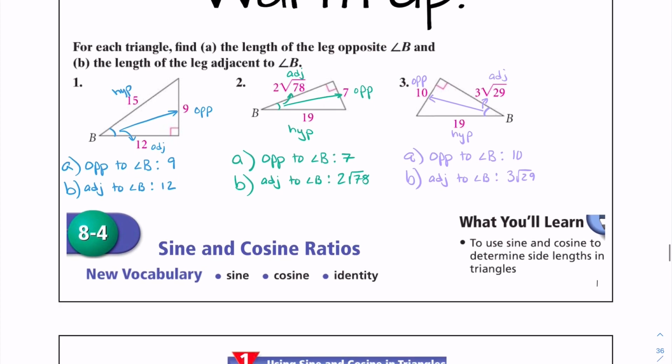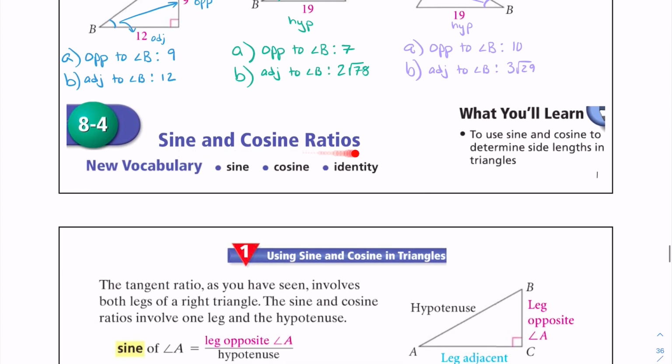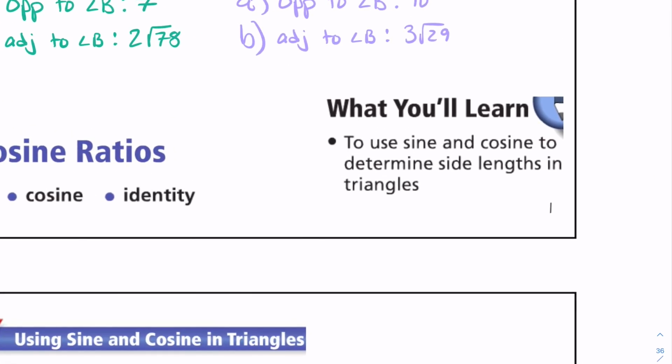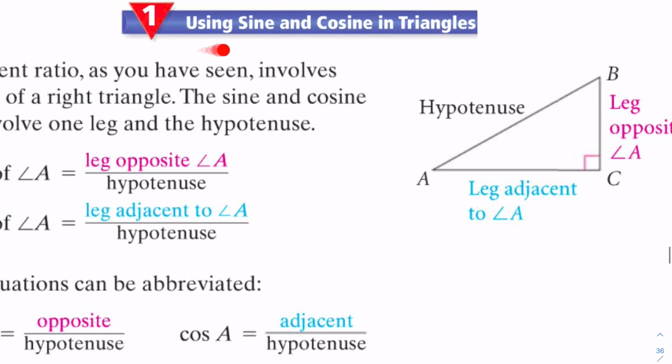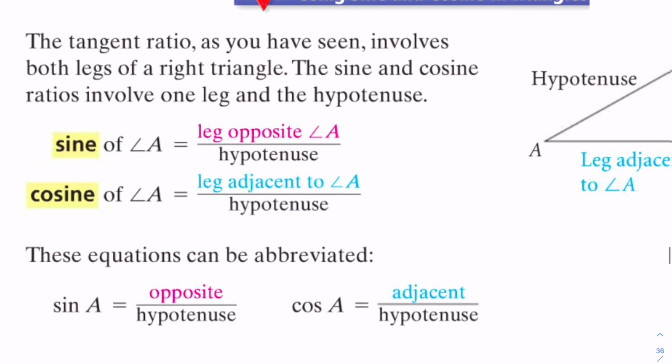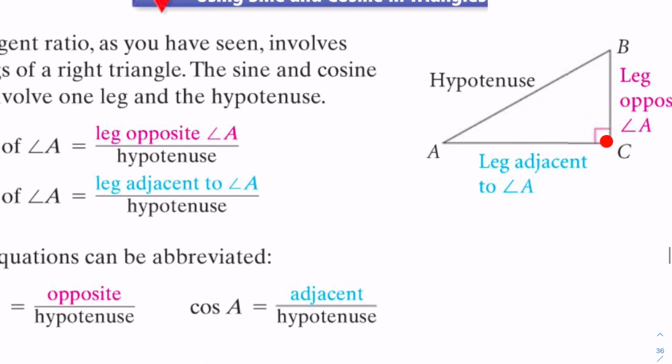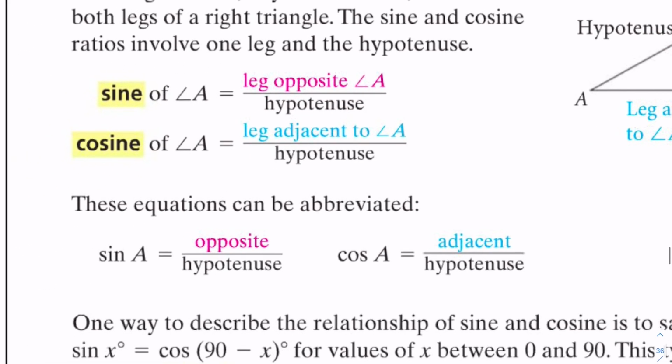All right, today we are focusing on sine and cosine. We already did tangent, but now we are working with sine and cosine identities. You use sine and cosine to determine the side lengths in triangles. The sine of an angle is equal to the leg opposite over the hypotenuse, which is always the greatest side in a right triangle. It's opposite the right angle. And then cosine is the adjacent over the hypotenuse.